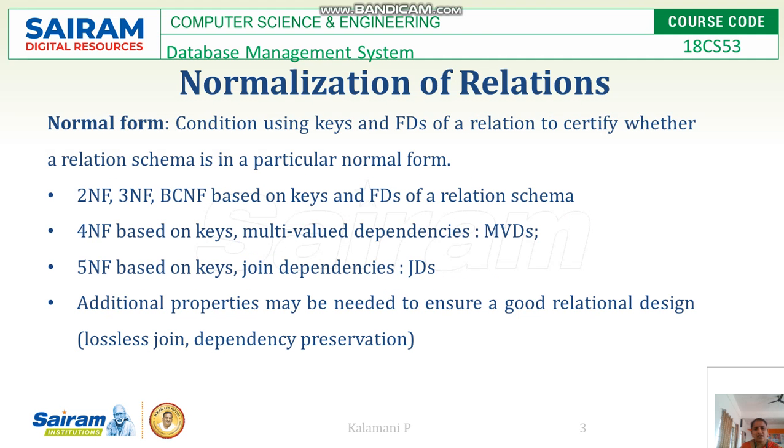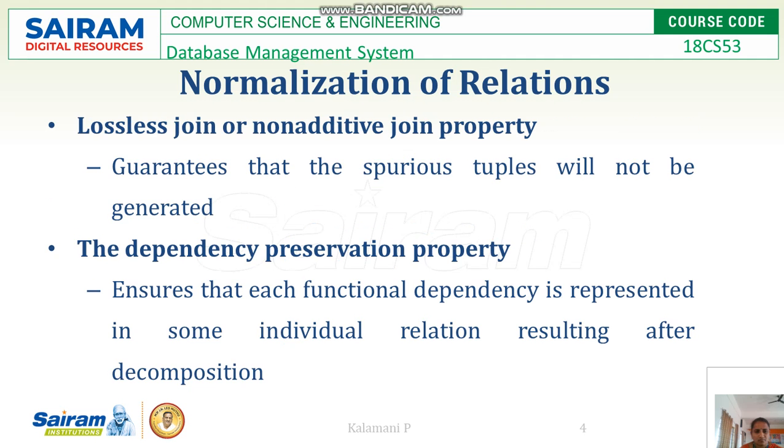First, we are going to see conditions using keys and functional dependencies of a relation to certify whether a relation schema is in a particular normal form. Second normal form, third normal form and BCNF are based on keys and functional dependencies both. Fourth normal form is based only on multi-valued dependencies. Fifth normal form is based on join dependencies. Additional properties like dependency preservation we will discuss next. First we do normalization of relations.